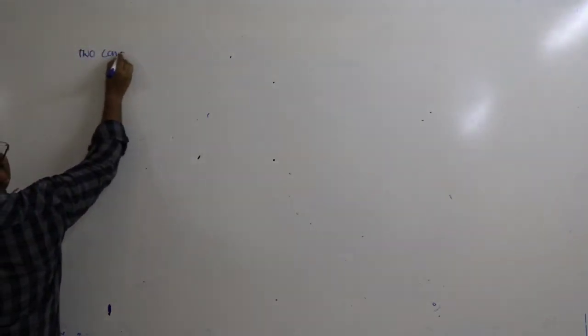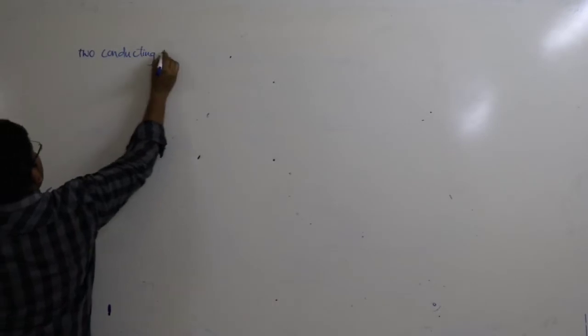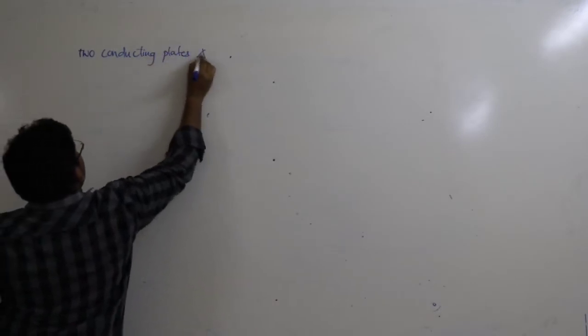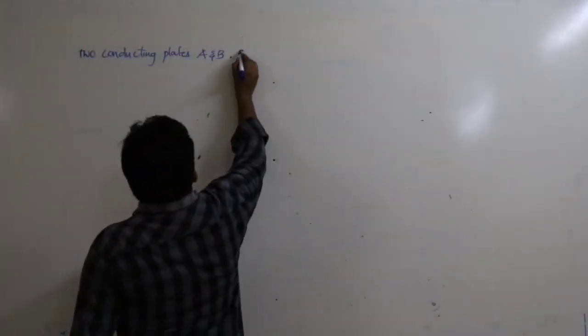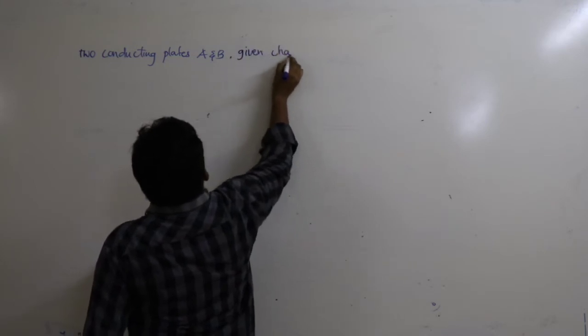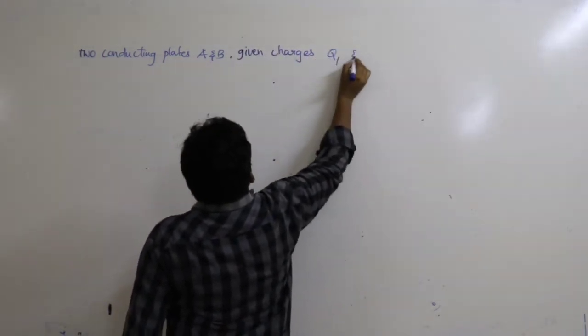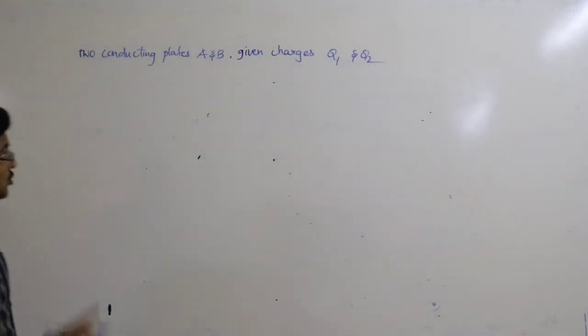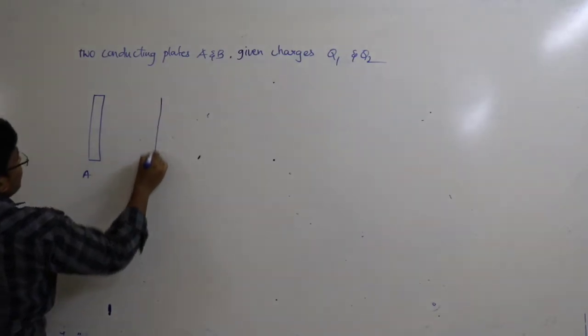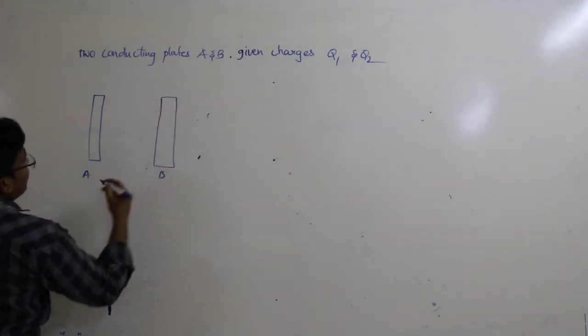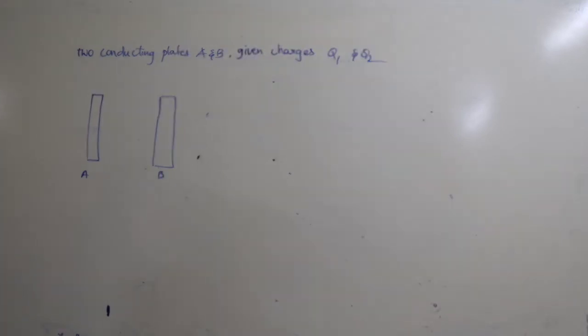2 conducting plates A and B, given charges Q1 and Q2. So, what am I taking? I am taking a sheet like this. This is the first plate A and this is one more plate B. Okay. So, 2 plates A and B. Now, for this I am giving a charge Q1 and for this I am giving a charge Q2.